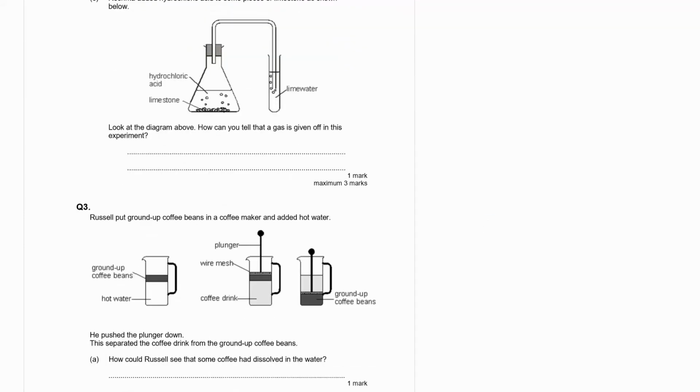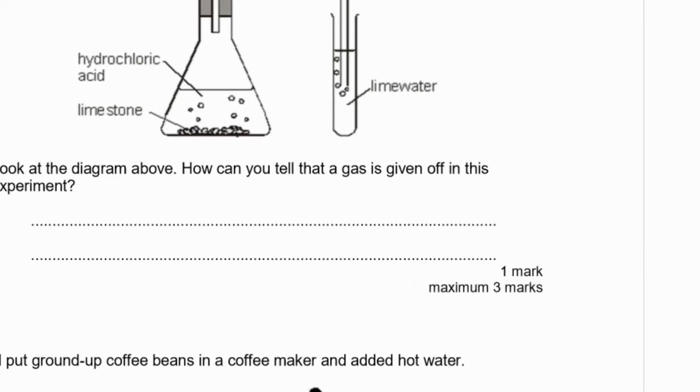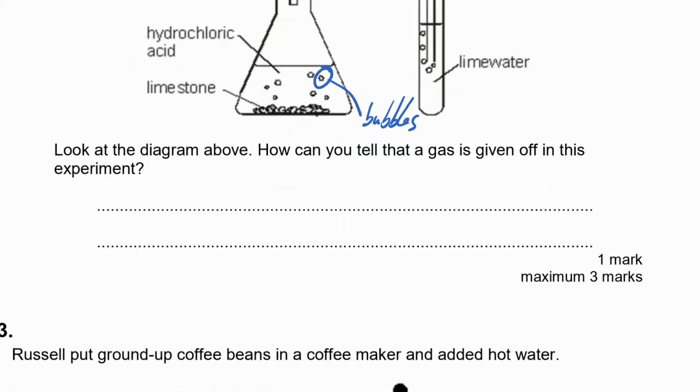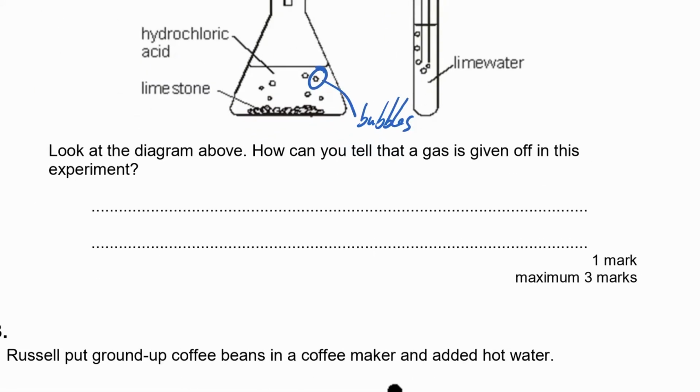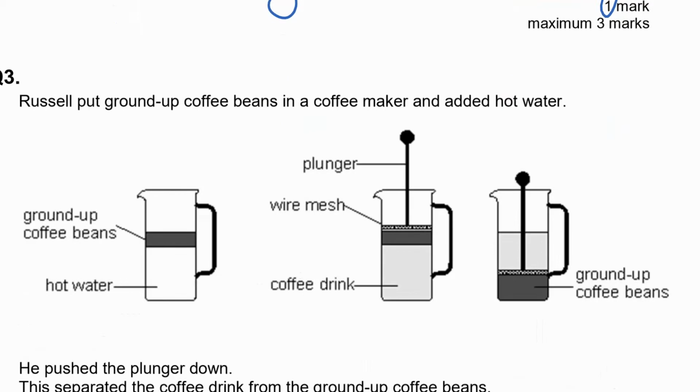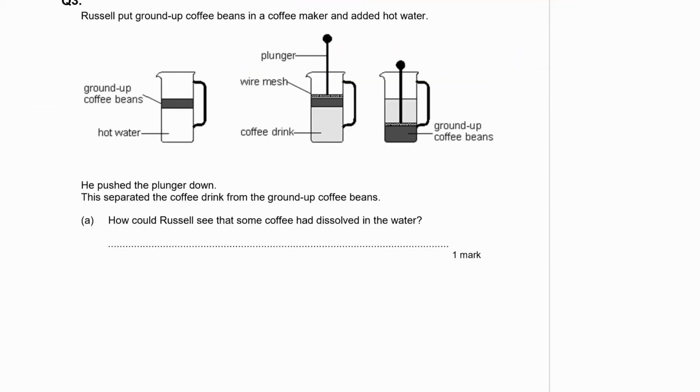Next question, look at the diagram. How can you tell that a gas is given off? Well, you should be able to see nice little bubbles here, or representations of bubbles. And so that's all you needed to put. Bubbles formed in the diagram, or representation of bubbles in the diagram.